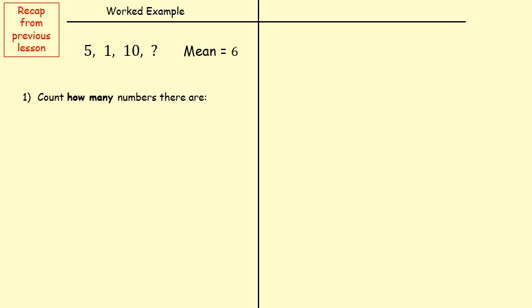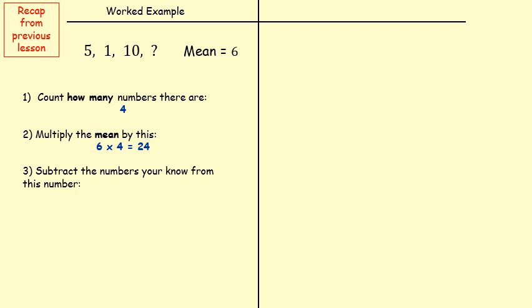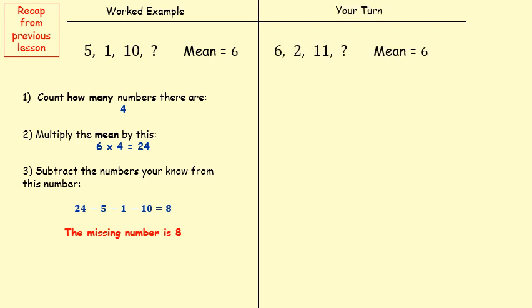So we started by counting how many numbers there were, so 4 numbers in total, and multiplying the mean by this number. So that means 5 plus 1 plus 10 plus something has to add up to the mean multiplied by how many numbers there are, which is 24. Okay, so this is going to be a really important fact for you to take into the next few examples when we're doing the reverse mean.